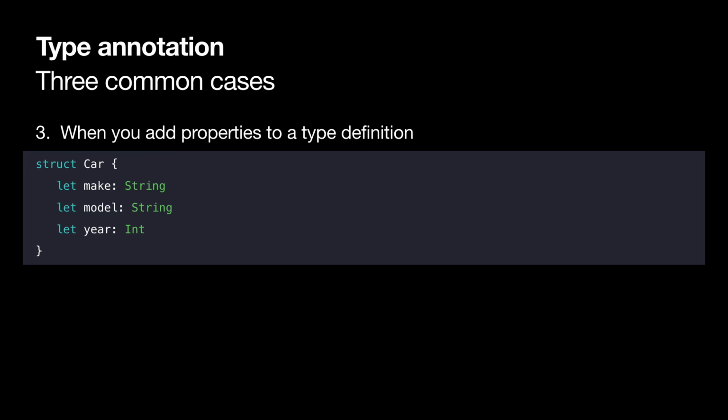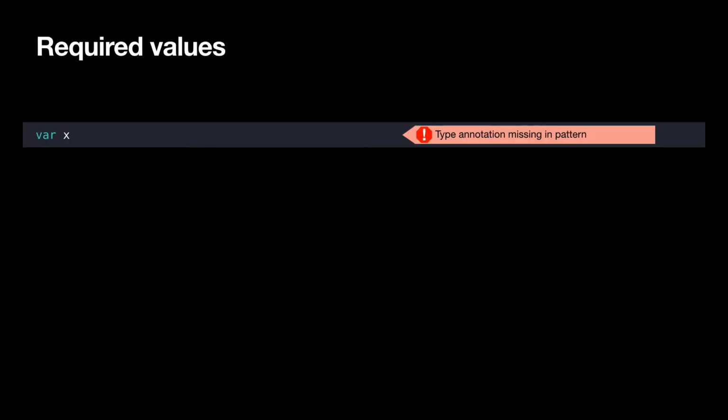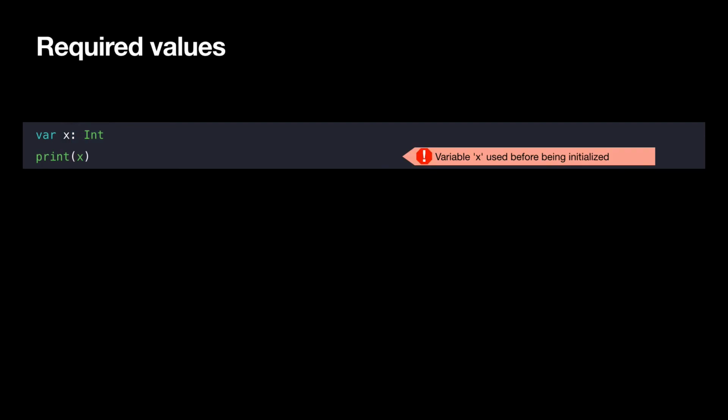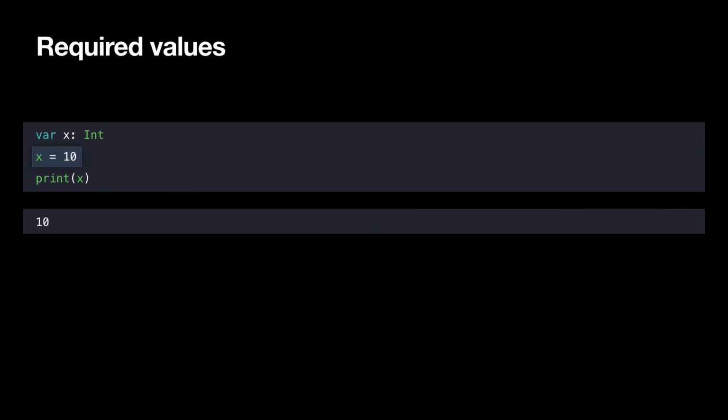When you're adding other properties to a type definition is the third case where you would use type annotation. Here we see an error because the type is not annotated. So we need to assign the type like this. Another example of safety in Swift is you must initialize variables or constants before you use them. X is initialized before it's printed out here, so we're good now.